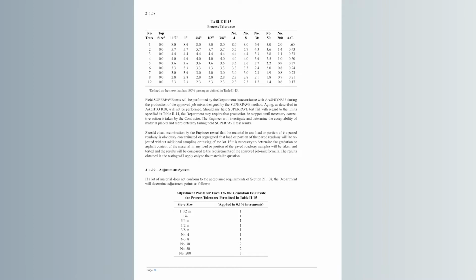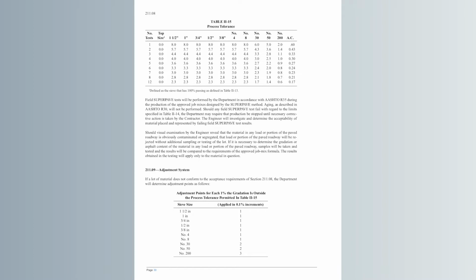The next paragraph will just tell you that the department can reject a load just based on visual inspection, and if it looks segregated or anything looks contaminated, it can be rejected, and it will be rejected without testing.